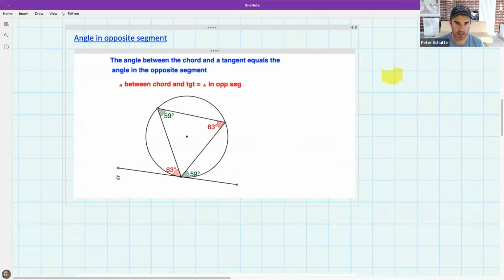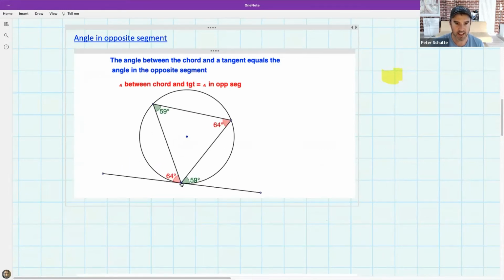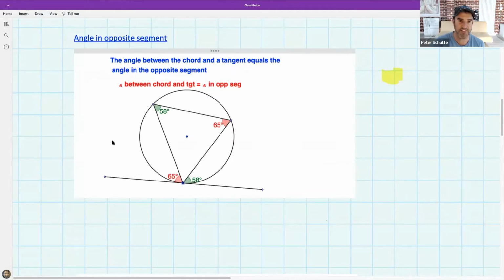So I'm going to play with my tangents here. And notice how the angle, the 65 over here, is an angle between the tangent and the chord. And then that chord makes an angle at the edge of the circle. And those two are equal. Then on the other side, we have the 58, which has its matching pair. And this is called the tan chord theorem because it's between the tangent and a chord. Now, it's much easier if I just show you.